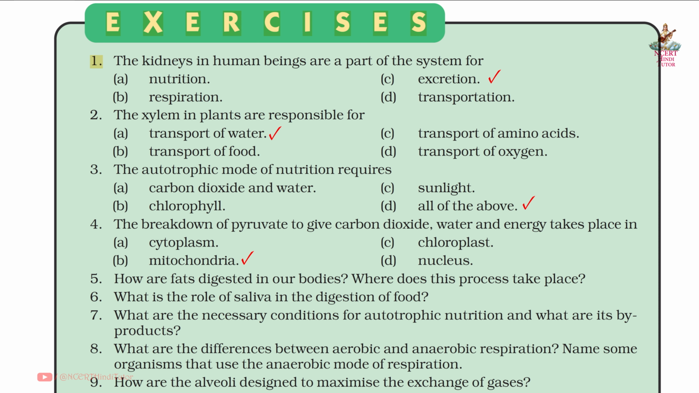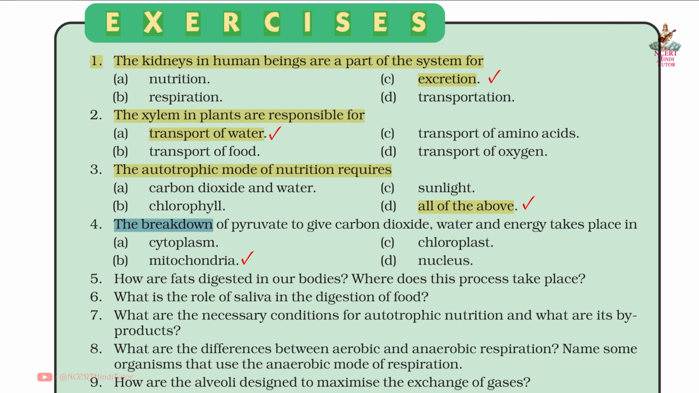Next, exercises. Question 1. The kidneys in human beings are a part of the system for answer C, excretion. Question 2. The xylem in plants are responsible for answer A, transport of water. Question 3. The autotrophic mode of nutrition requires answer D, all of the above: carbon dioxide and water, sunlight and chlorophyll.